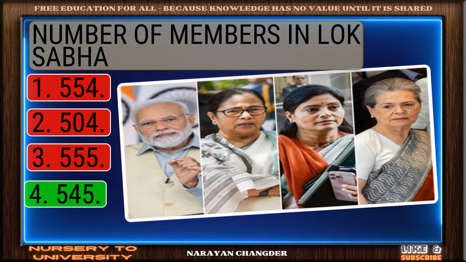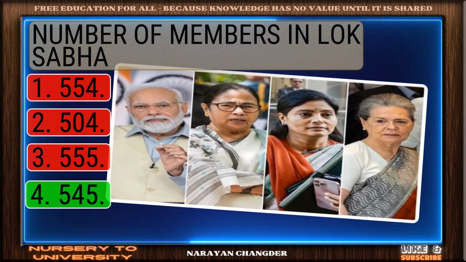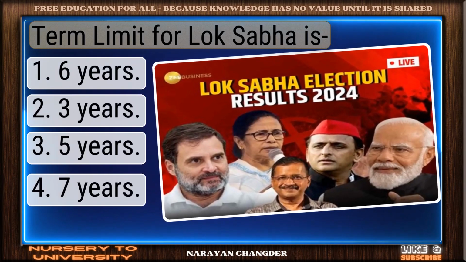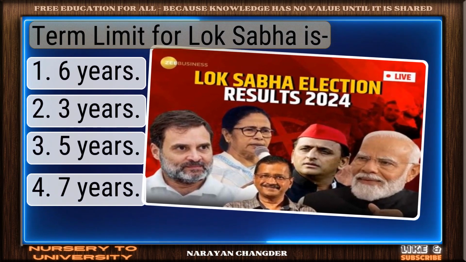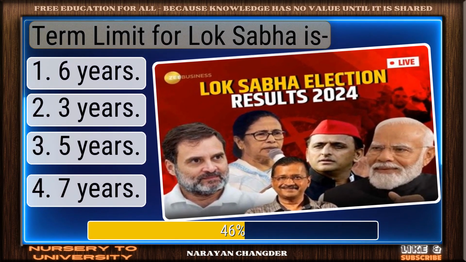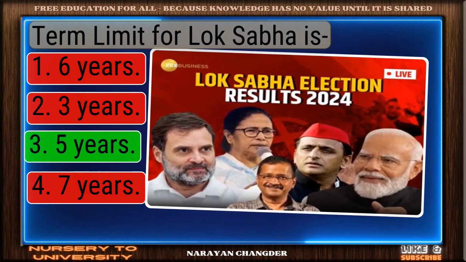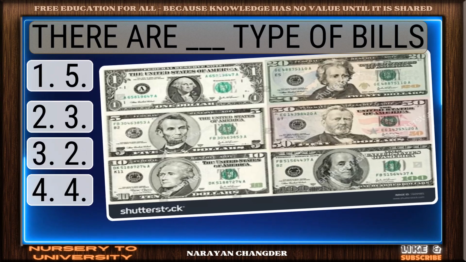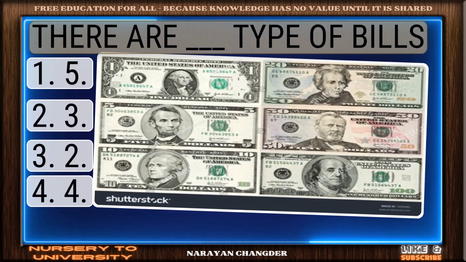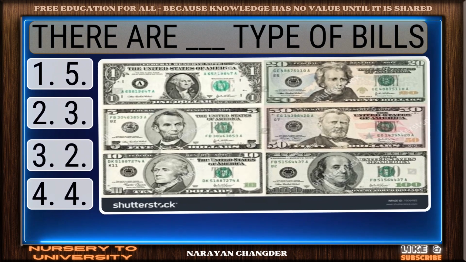Nice work. You chose 545 and it is correct. Question number 199. Term limit for Lok Sabha is. Smart move. 5 years is an accurate answer. Question number 200. There are dash types of bills.